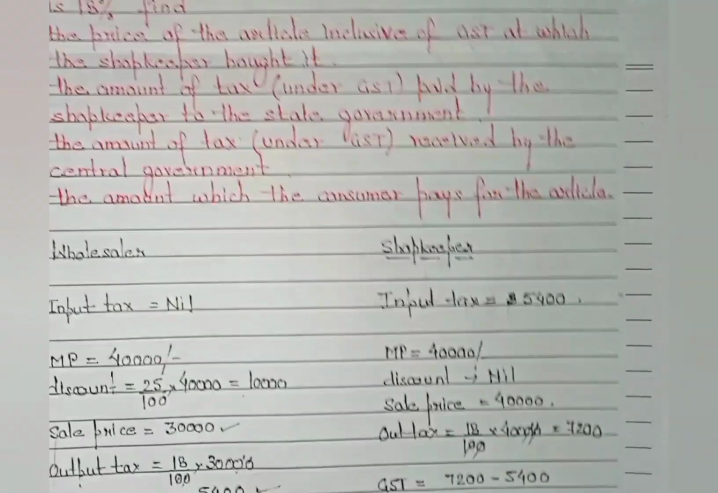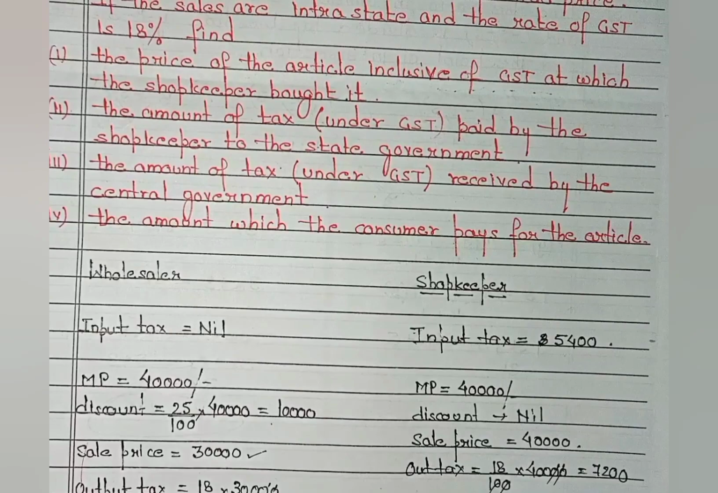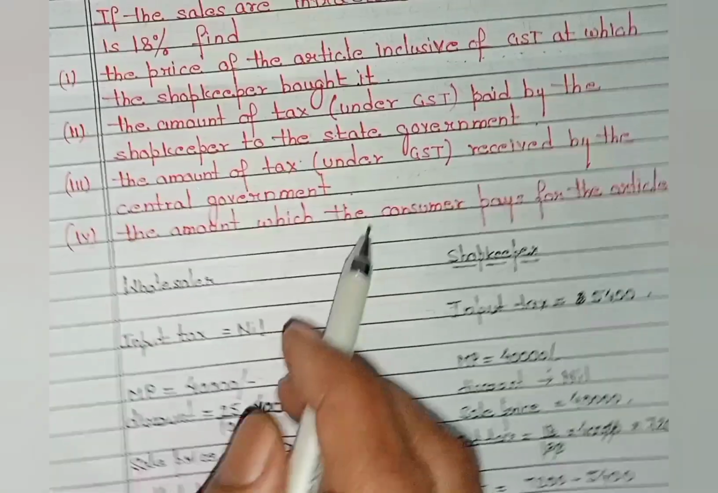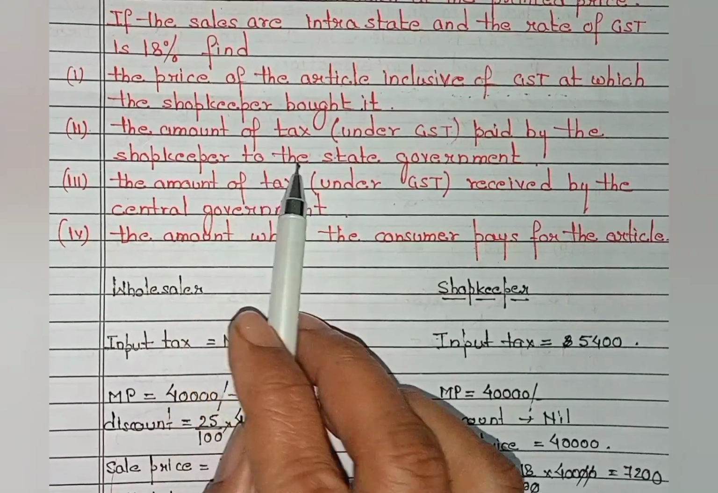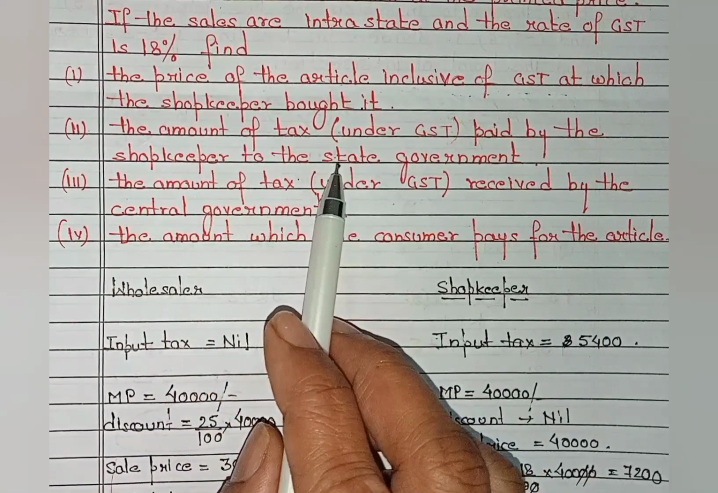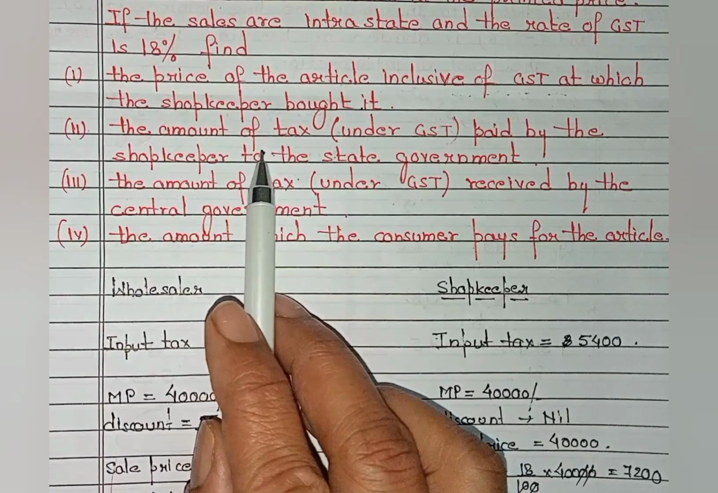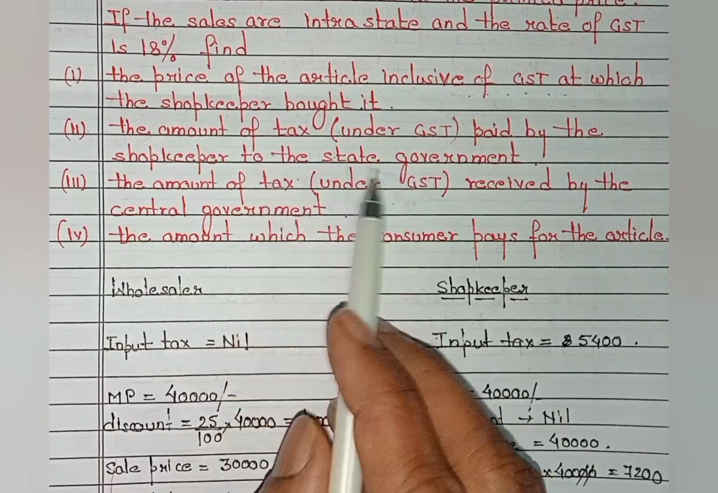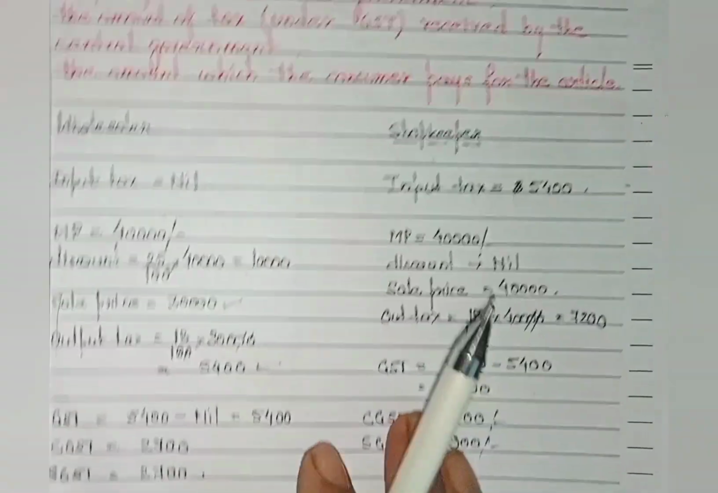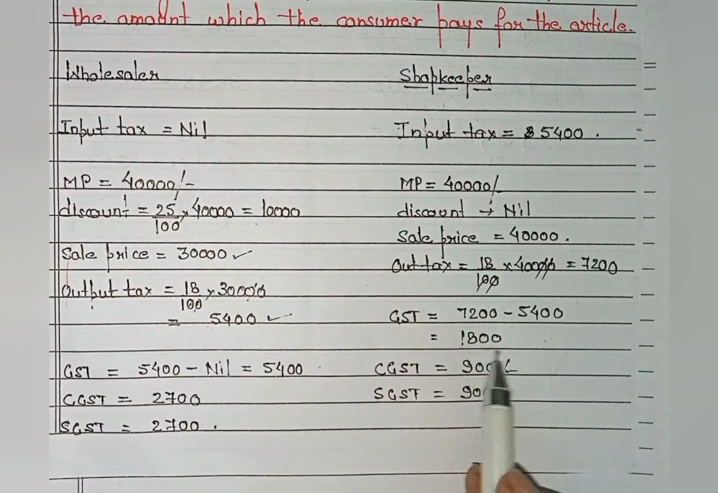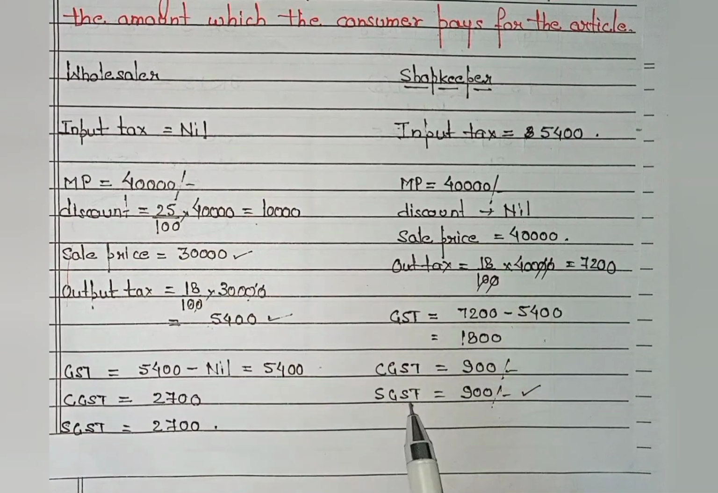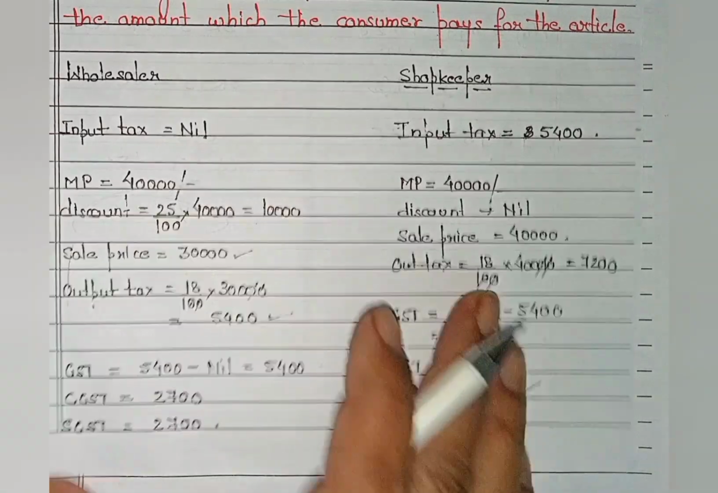Okay. Now moving on to the next part, they say the amount of tax under GST paid by the shopkeeper to the state government. Now see, the total GST on the shopkeeper was 1800, but we have to find the GST paid by the shopkeeper to the state government, so that's 900.